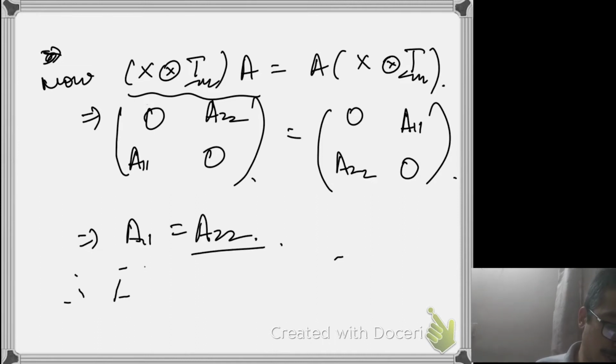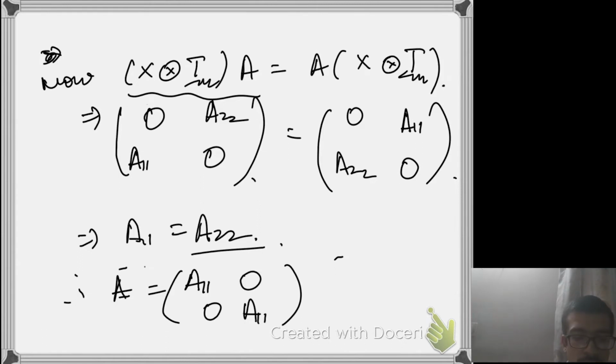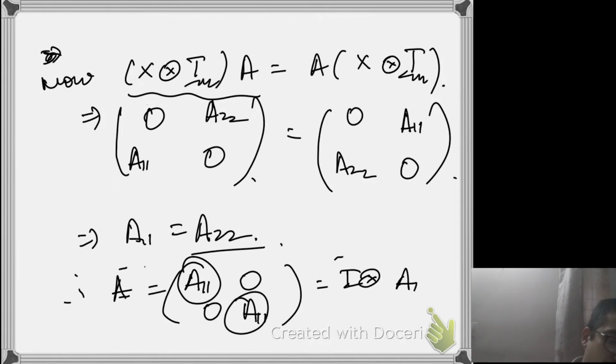So therefore A is now A11, A11, 0, 0. So it is block diagonal and the two blocks on the diagonal are also equal. So therefore this is of the form I tensor A11, which I can write as I tensor B for B equals A11.